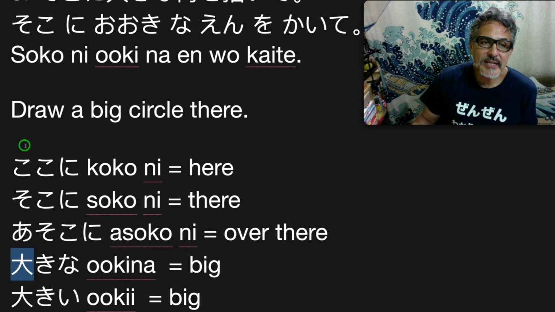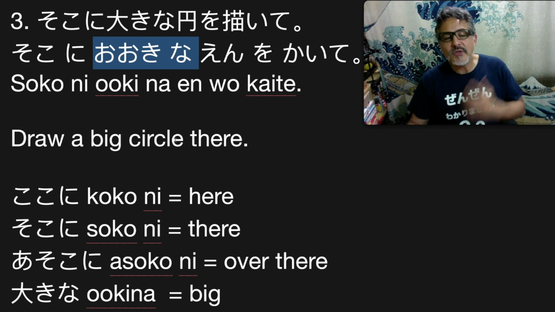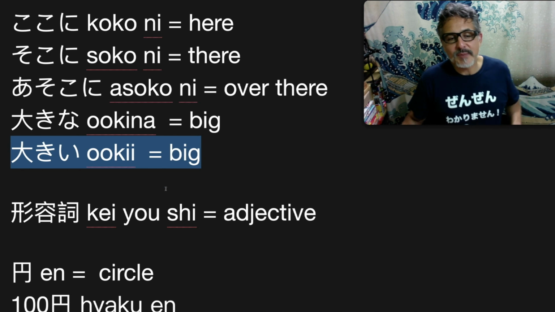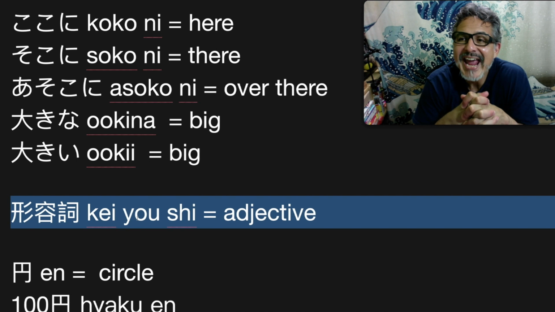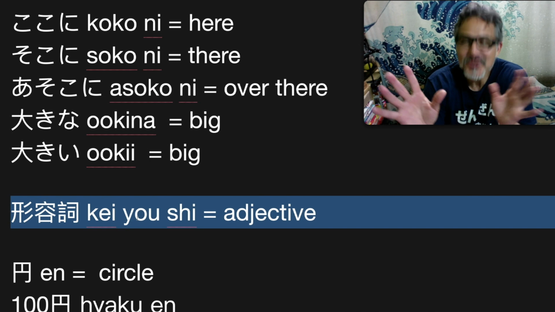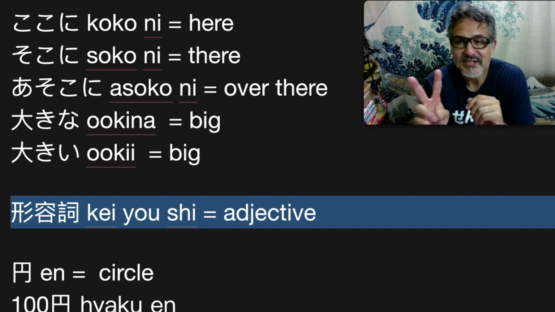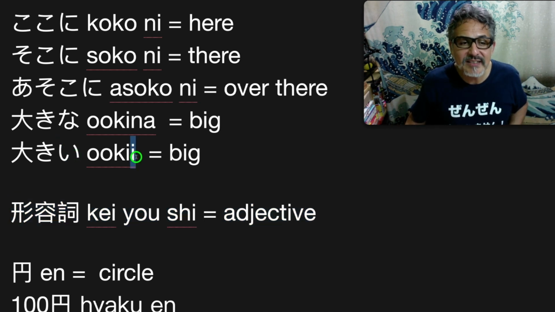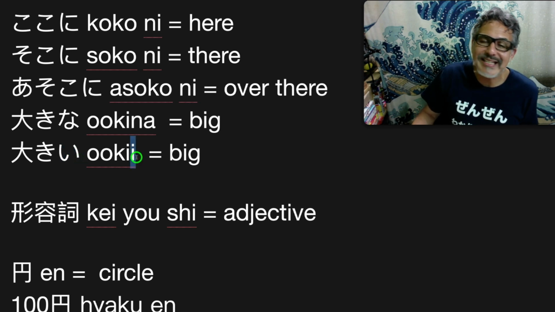Anyway, here we have a problem. We have ookina, which may confuse some of you who may have learned ookii, which is big. Now, let me explain something. In Japanese, there are two types of adjectives. An adjective in Japanese is called a keiyoshi. And that's an adjective. Now, there are two groups of adjectives. There are adjectives that end in I endings, like over here. In English you write it as I, but it's pronounced e. So we call this the ikeiyoshi group.